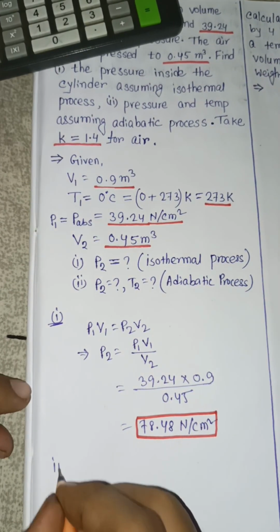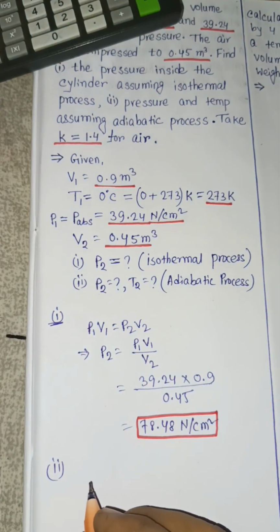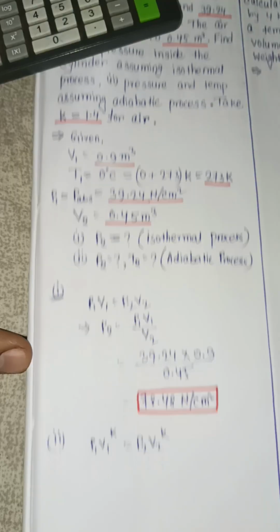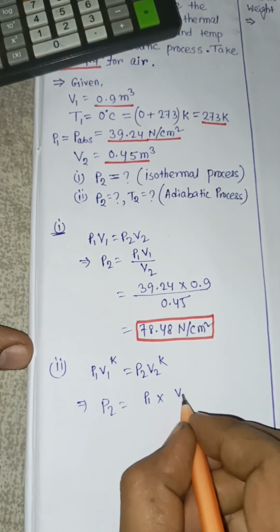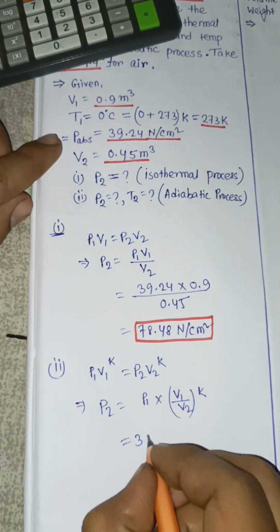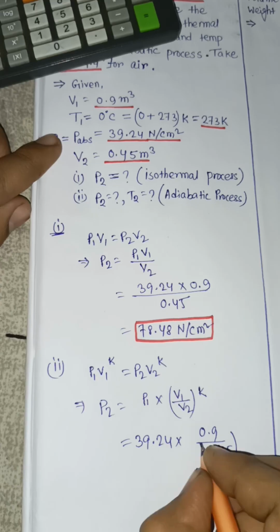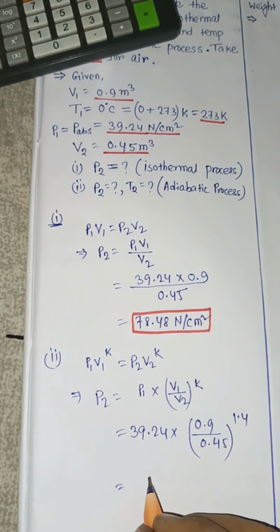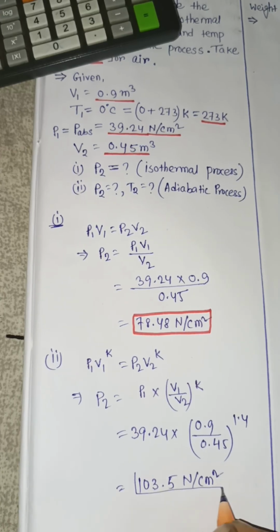And for the second case, you have to find out the pressure and temperature for adiabatic process. For adiabatic process, we know that P1 V1 to the power K is equal to P2 V2 to the power K. So from here, P2 is equal to P1 into V1 by V2 to the power K. What is the value of P1? That is 39.24 into 0.9 by 0.45 to the power 1.4. Okay. So from here, if you calculate, the value will be 103.5 Newton per centimeter square. So this will be our other answer.